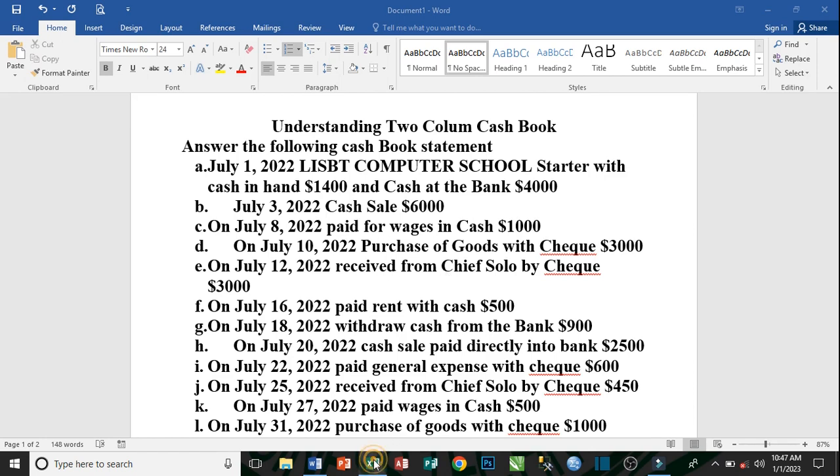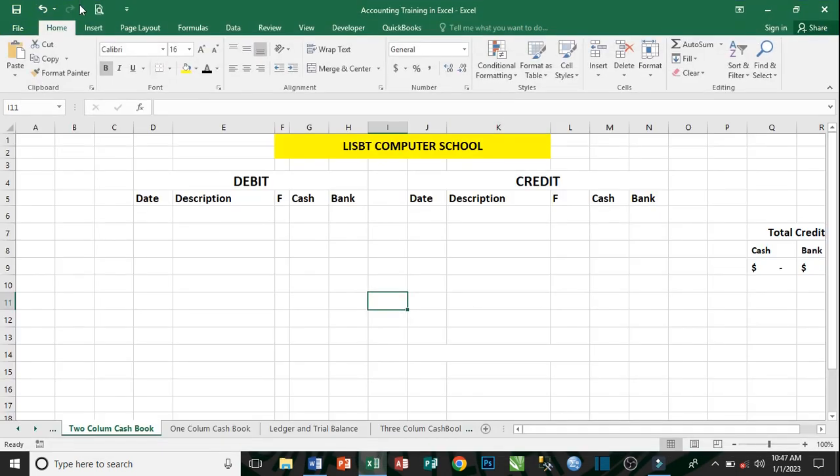I click here, Excel. The Excel is open. Now I have already set this up, and if you watch our beginners video for Excel, you already know how to merge and center and just type some words in here. Okay, this is a sample of the two column cash flow.